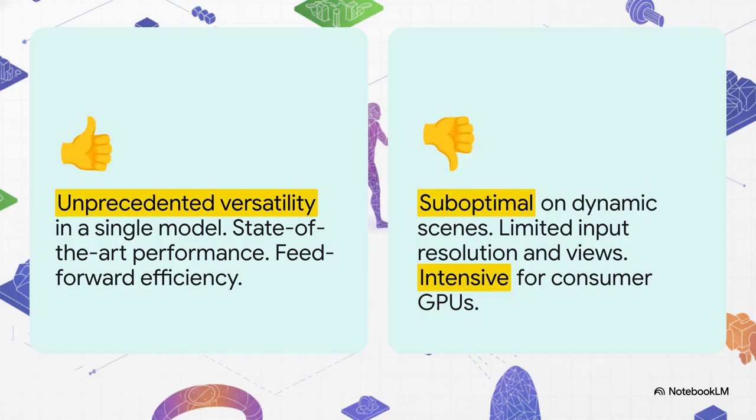But on the flip side, the paper is very upfront about its weaknesses. It's not great with things that move, like cars and people. It's also limited in the resolution and number of images it can handle at once. And yeah, it's pretty hungry for compute. You're not going to be running this on your laptop anytime soon.